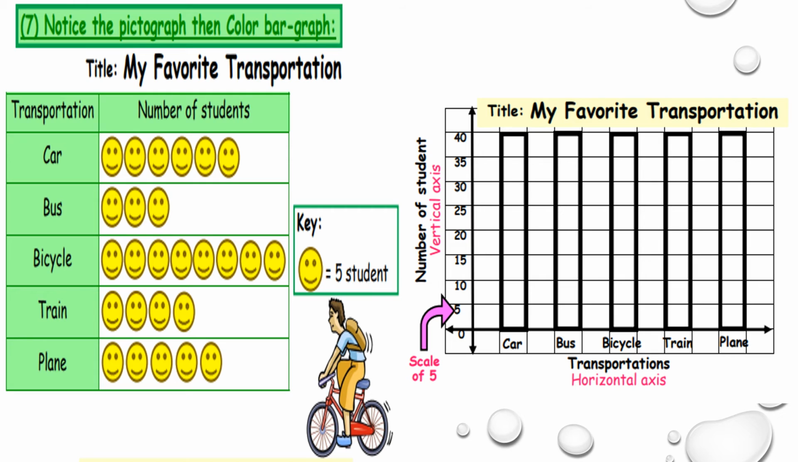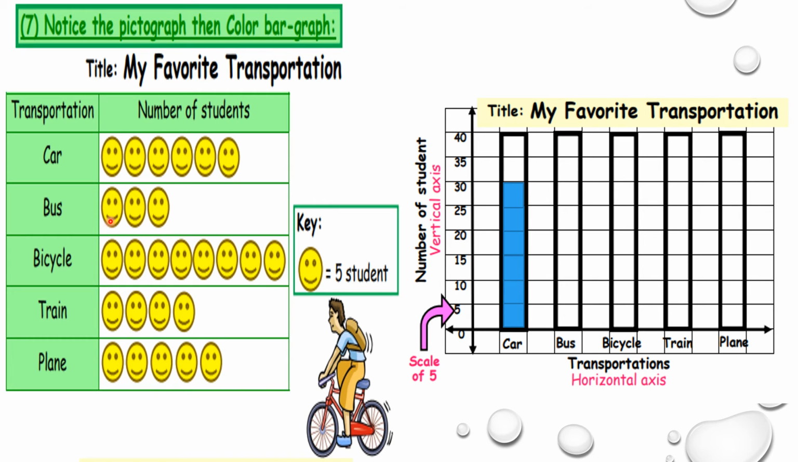Look at this bar graph. Its table is a pictograph table. So I will use the pictures to know the number of students using my key that one picture represents 5 students. So I will count here by 5. So I have here 5, 10, 15, 20, 25, 30. So I color my bars here to reach number 30. I color 1 bar, 2, 3, 4, 5, 6 bars.